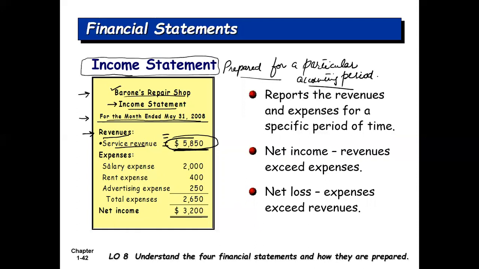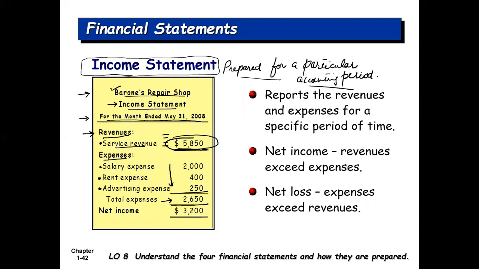Okay, so similarly, we have a second heading, which is expenses. So we have revenues and expenses. Only these two items will show up on any income statement for any business organization. In expenses, we have salaries expense, rent expense, advertising expense, and when we total them up, we have total expenses. You can see that while totaling, we have an understrike for the subtotals, and then we have an understrike for totals.